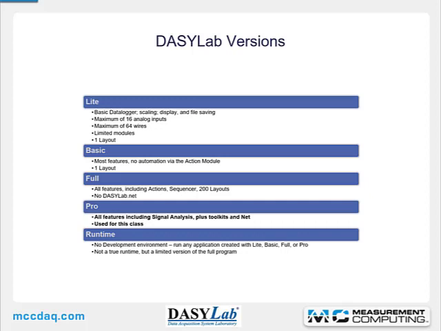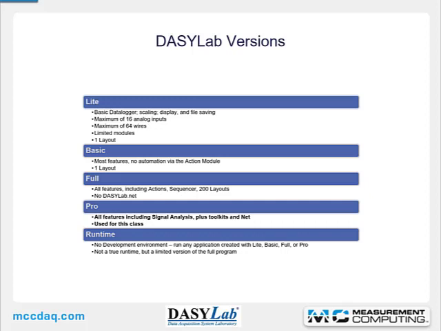So DASYLab versions. DASYLab comes in 4 developer versions and then a runtime version. The developer versions start with DASYLab Lite, basic data logging with a maximum of 16 analog inputs, a limitation of 64 connecting wires, a limited number of modules in the module list, and a single layout.